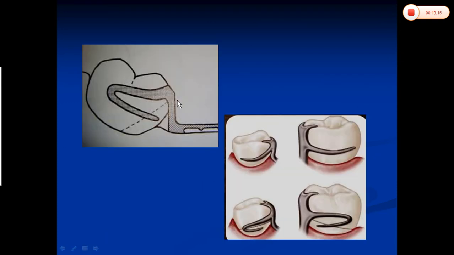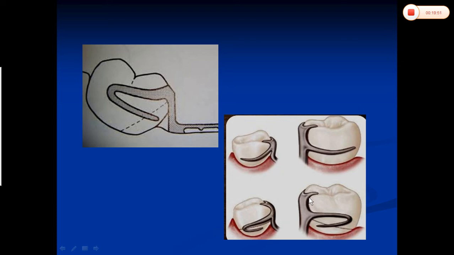Next, the reverse action clasp, or hairpin clasp. See here, this is the point of origin of the clasp, and you have an undercut below the point of origin of the clasp, which has to be engaged. So here, the clasp arm will go like this and take a reverse loop form and engage the undercut here. So it will be like a fish hook or hairpin. This is known as reverse action clasp, hairpin clasp, or fish hook type.